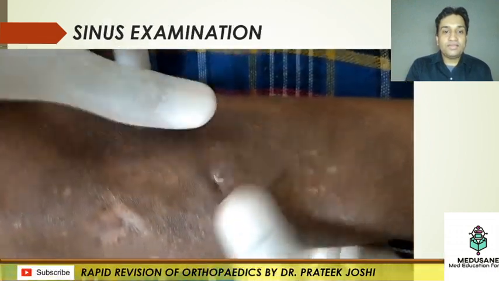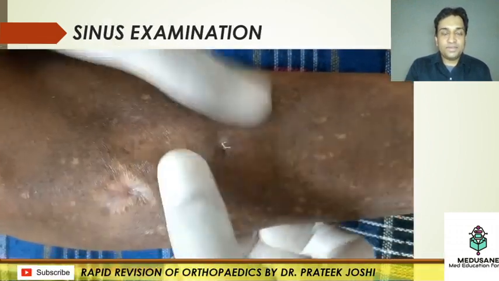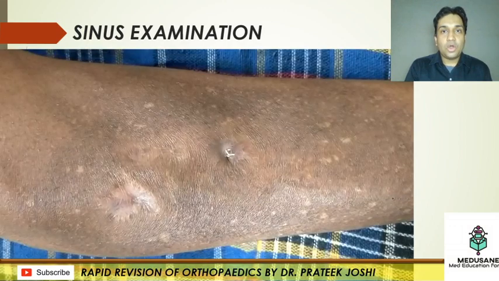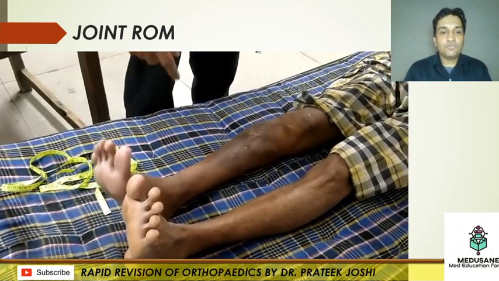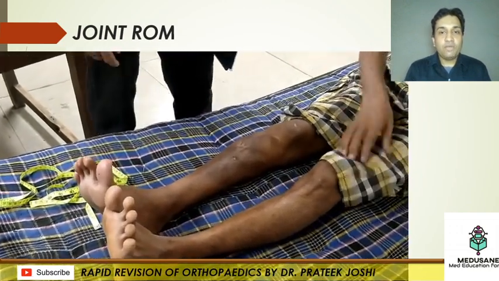Now, here we are examining the sinus. If there is a sinus present, it is important to comment on the nature of the sinus, whether it is a healed sinus or a discharging sinus, if there is acute inflammation, if there is severe pus discharge, and so forth. And last is the range of motion of one joint below and one joint above.